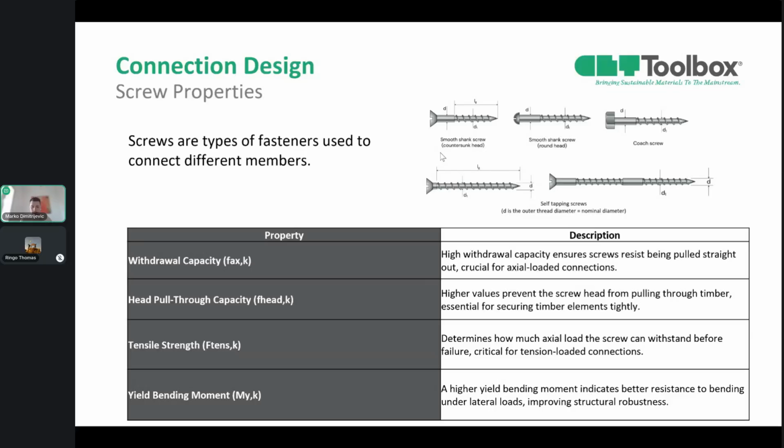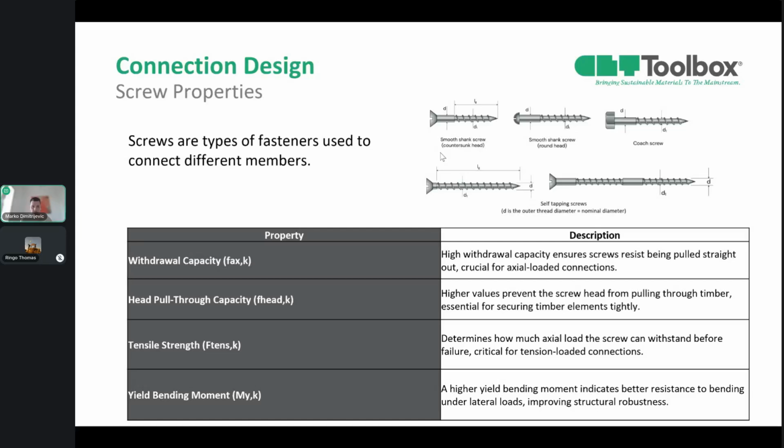Here are some of the main properties of screws. So we have withdrawal capacity that ensures the screw resists being pulled out. Then head pull-through capacity, that is preventing head pulling, and the yield bending moment as the main properties of each screw.